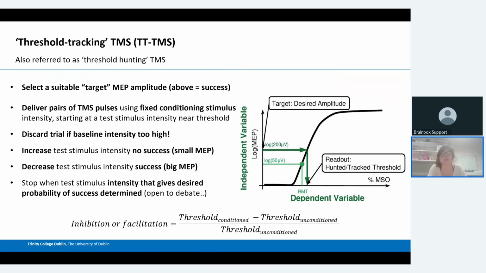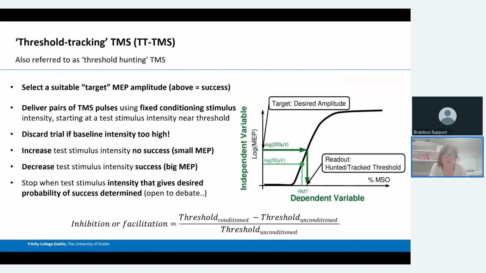Now, how many data points you need in order to be sufficiently confident is still open to debate, and the exact set of rules you should use to turn the stimulator up and down is again still being refined. I'll talk about that in a second. But it's all based on the same idea of turning the stimulator intensity up and down until you converge upon a test stimulus that's associated with a 0.5 probability of getting a certain size amplitude.